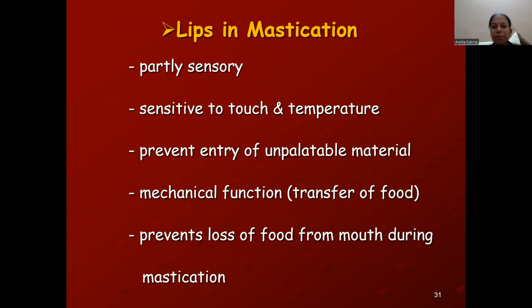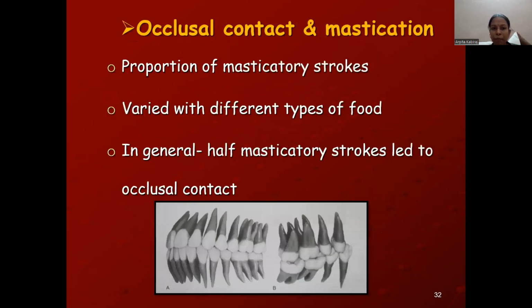The lips in mastication: it's partly sensory and is sensitive to touch and temperature, and prevents the entry of unpalatable material. Mechanical function is to transfer the food and help prevent the loss of food from the mouth during mastication.